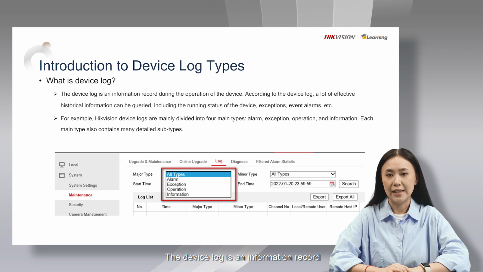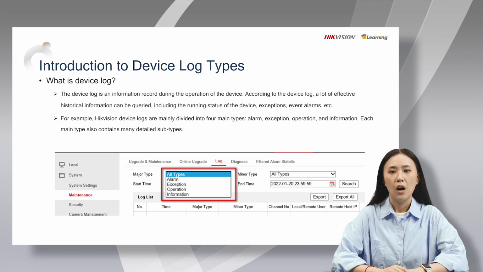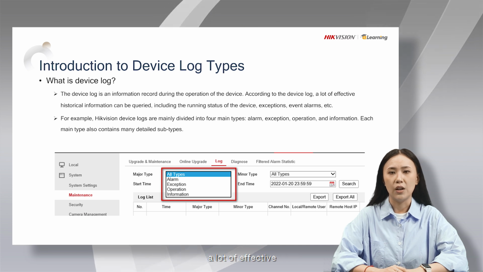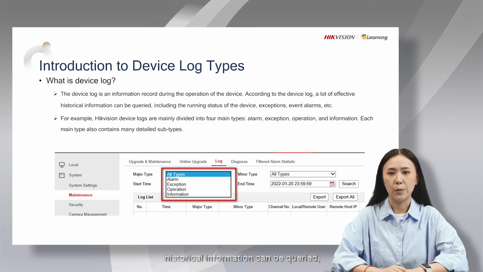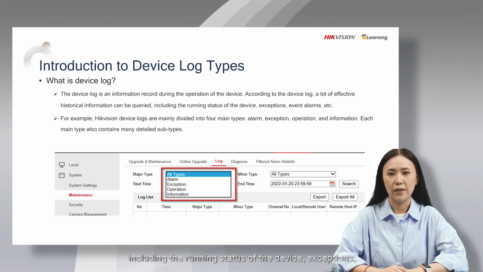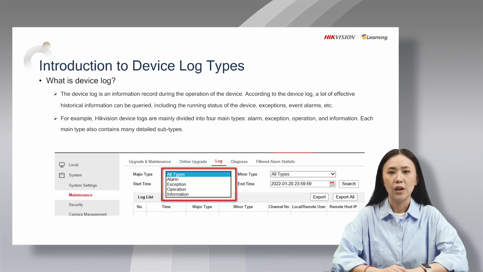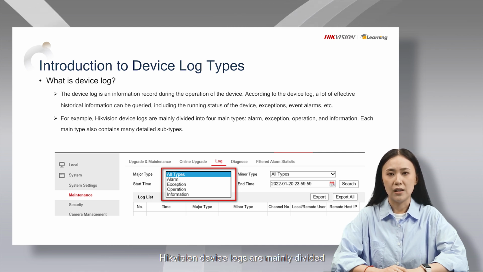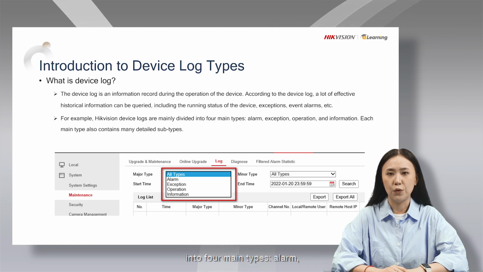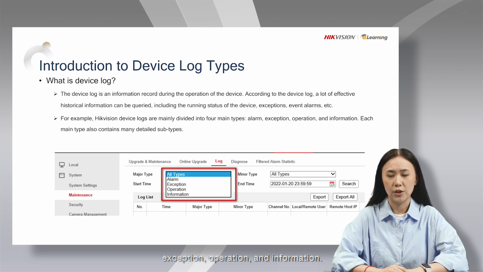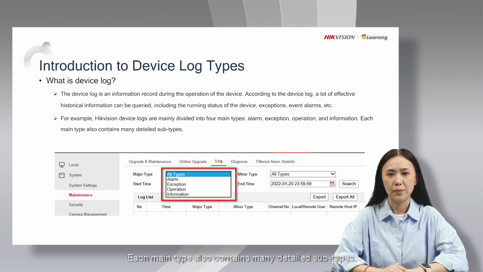The device log is an information record made during the operation of the device. According to the device log, a lot of effective historical information can be queried, including the running status of the device, exceptions, event alarms, and so on. For example, Hikvision device logs are mainly divided into four main types: alarm, exception, operation, and information. Each main type also contains many detailed subtypes.